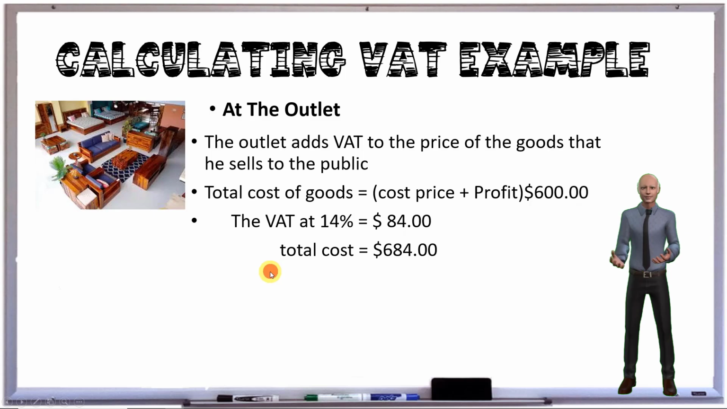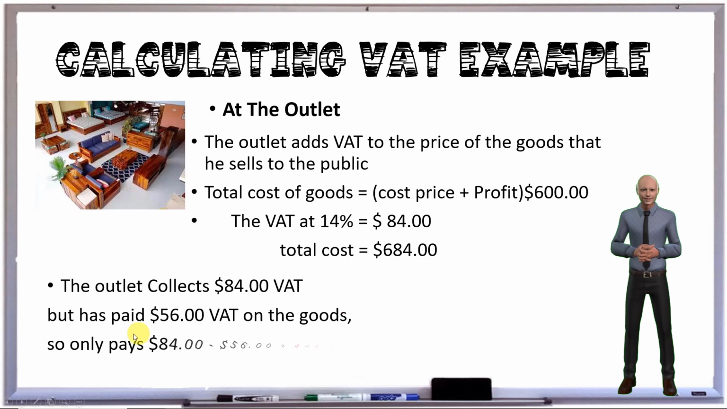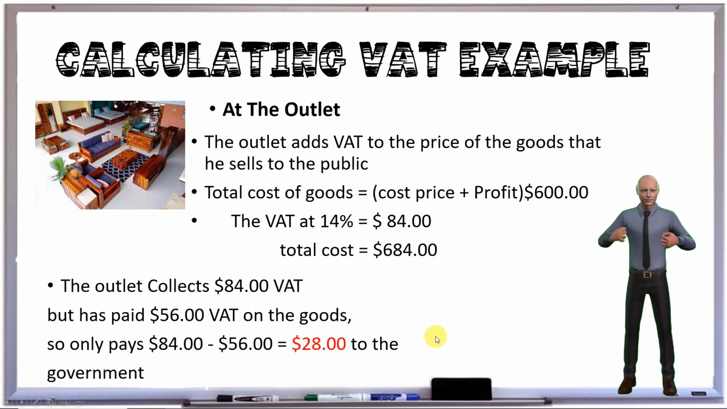Now once again the story repeats itself. The outlet collects $84 in VAT, but has paid $56 VAT on the goods already. He paid it to the manufacturer. If you can remember the previous slide, he paid $56 VAT to the manufacturer. So let's have a look at it. He'll only pay $84 minus the $56 which he has paid already, which gives us $28. So he's only going to be paying $28 over to the government.